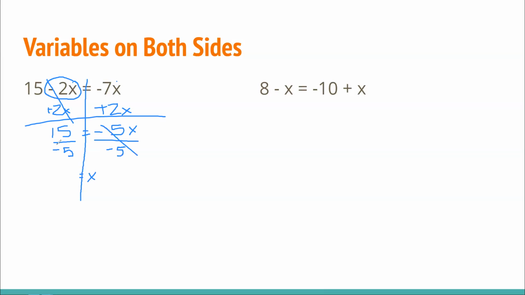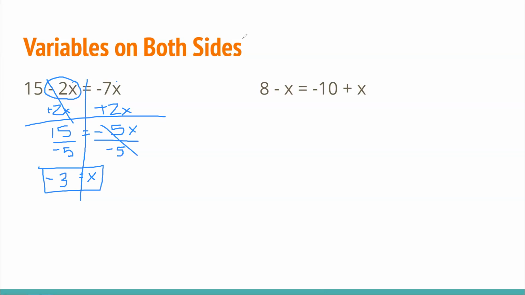Now looking at that left side, I've got 15 divided by negative 5. I know a positive and a negative makes a negative when dealing with addition or dealing with multiplication or division. So I know that my answer is going to be negative. Now I'm going to look at the numbers. 15 divided by 5 gives me a 3. So I've got x equals negative 3.